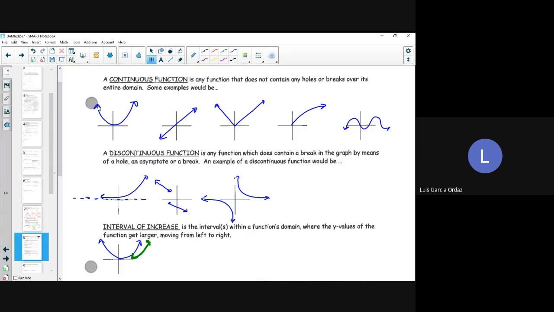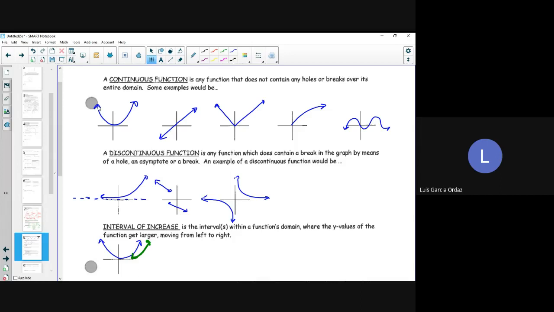Wait, I'm confused. What is that? It says where the y values of the function get larger. If it's like a parabola, don't both sides get larger? Because you read it from left to right, coming from the left side of the x, the values of y are getting what? Smaller, right? Okay, so it goes like this.